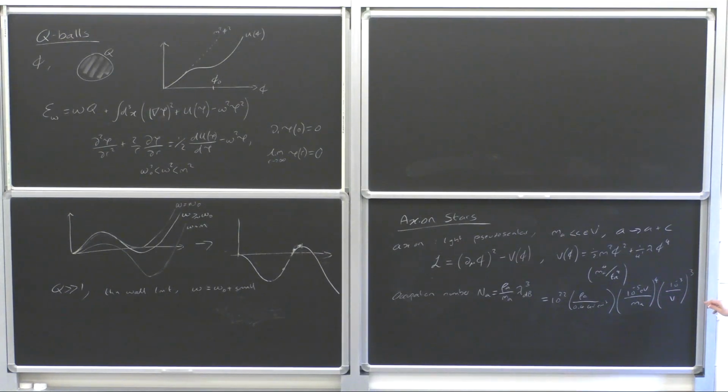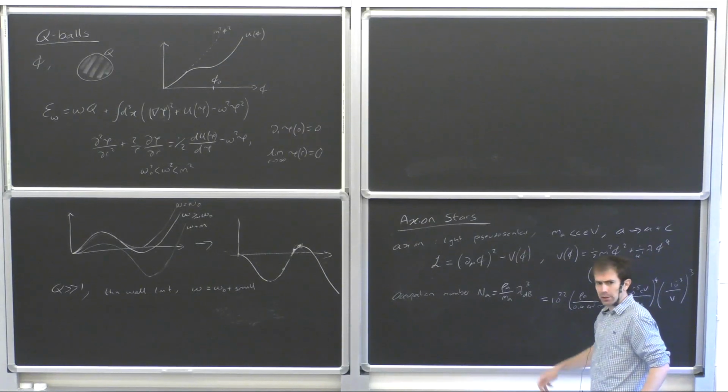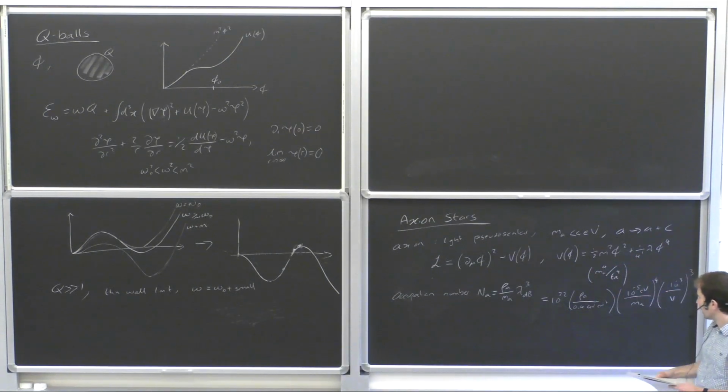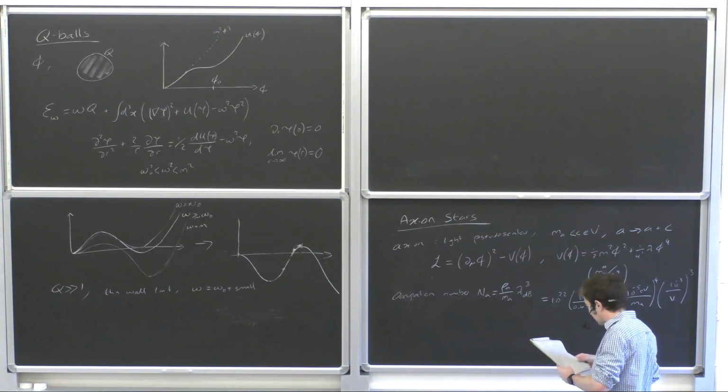This means that in the local environment, to an excellent approximation, the axion field is incredibly classical. So we can just treat it as some classical wave that we solve in classical field theory.